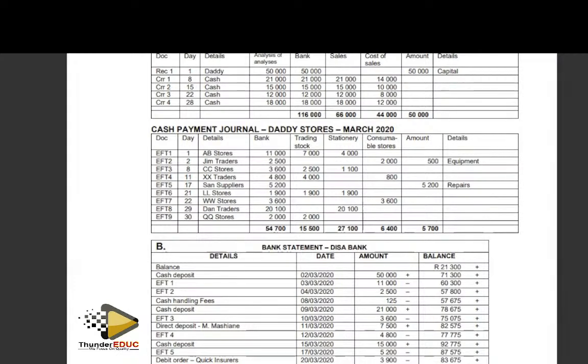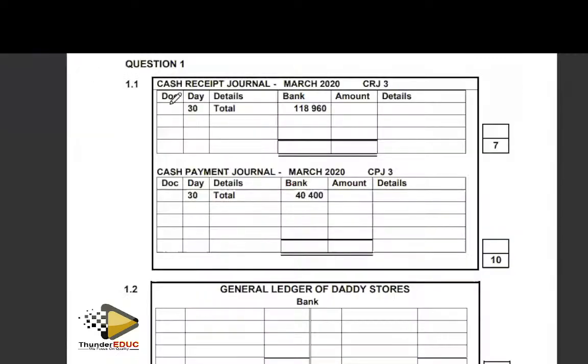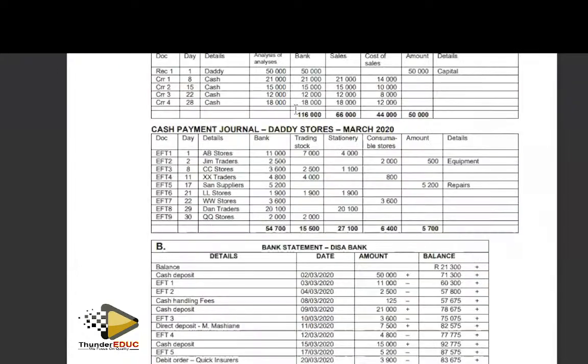Now, the other thing I've not told you, look at our answer book. We always start with the totals. If you look at that, for example, 118,960. Where do we get this total? You always start.